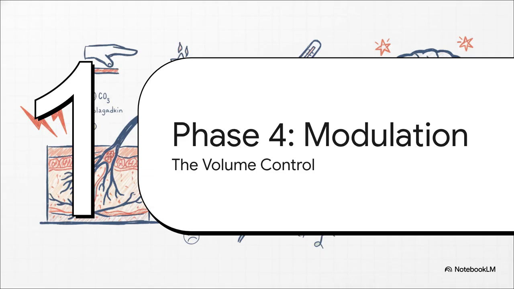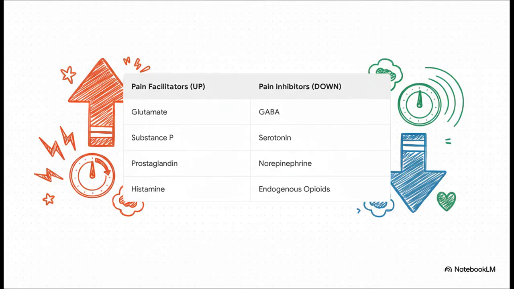So you might think, okay, the brain gets a signal, we feel the pain, story's over. But not so fast. The nervous system isn't just a passive receiver. It can actually control the signals it's getting. And that brings us to our final phase, modulation, which is basically the body's own volume control for pain. Your nervous system has this amazing ability to either amplify pain signals or suppress them using different chemicals.